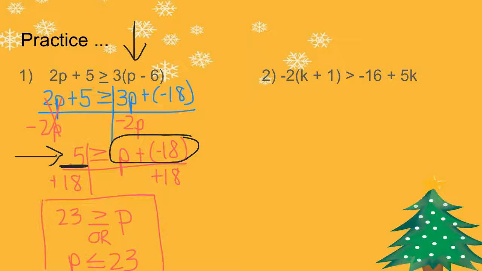And I ended up with 23 on one side and p on the other, and I did not switch my sign. Now, I don't necessarily like it when my variable comes second. So if I want to flip that around and have p come first, I just have to make sure that the alligator mouth is open towards the 23. So either of those is acceptable.